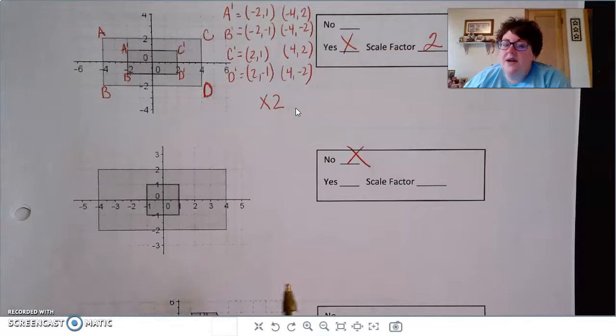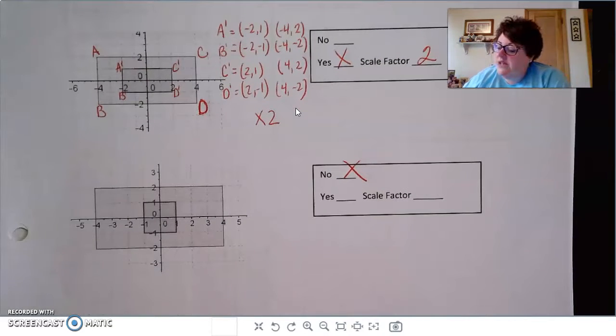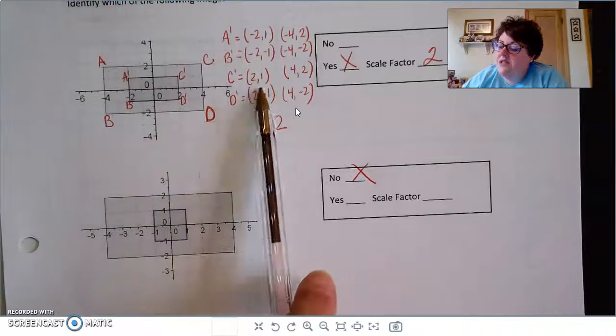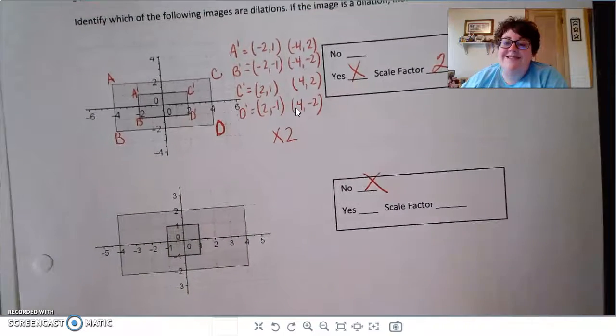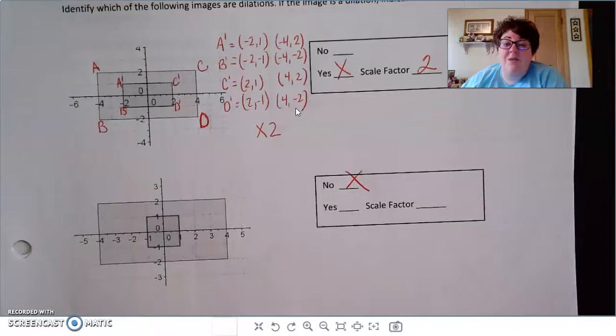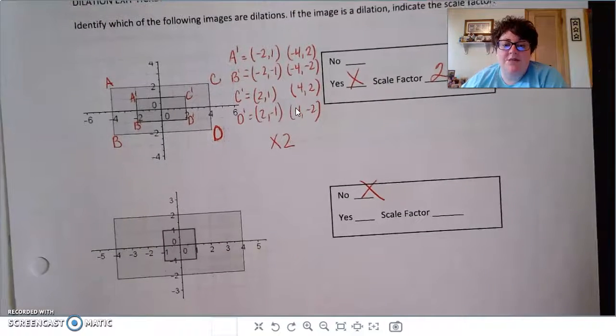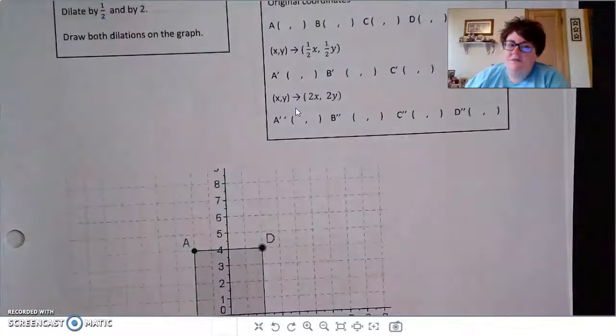So you can work down through these. You're wanting to see, going from one to the other, are they all multiplied by the same number? That's what it means to be a dilation.